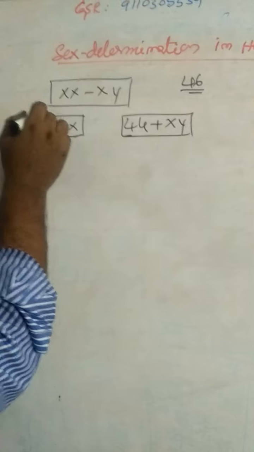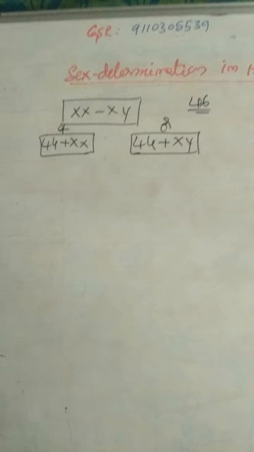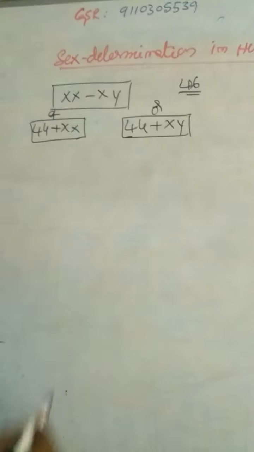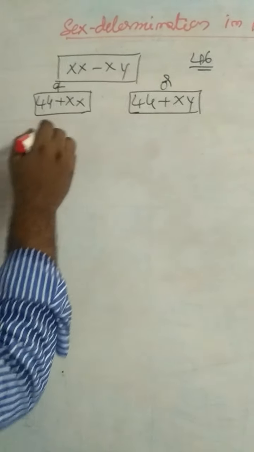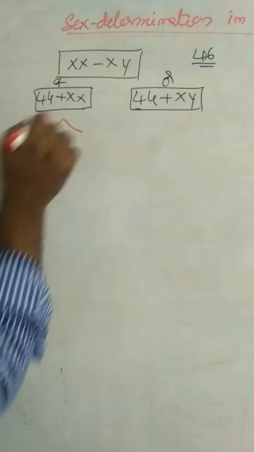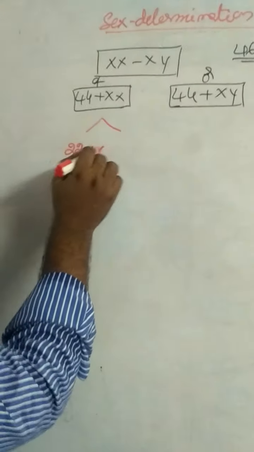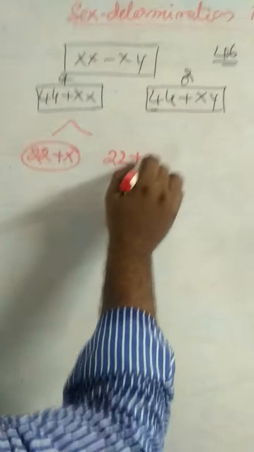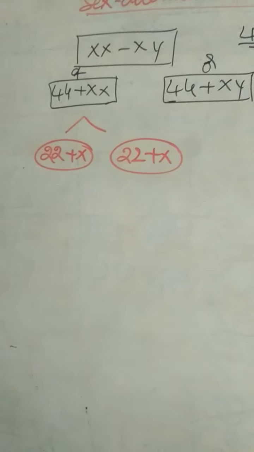Females contain 44 autosomes and 2 X chromosomes. Males contain 44 autosomes and 1 X chromosome and 1 Y chromosome. Here, females are homogametic, males are heterogametic. During gamete formation, females produce similar gametes, that is ova with 22 autosomes plus X. Every ovum is 22 autosomes plus X chromosome.